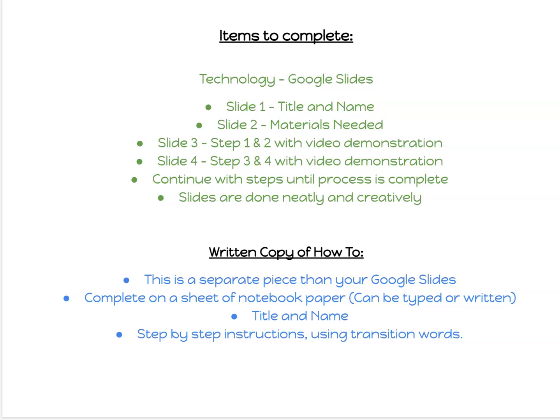You will also be creating a written copy of your how-to slides. This is going to be separate than your Google slides, and you can either type this or you can write it on a sheet of notebook paper. You will need to include your title and your name, and then you'll have your step-by-step instructions using those transition words.